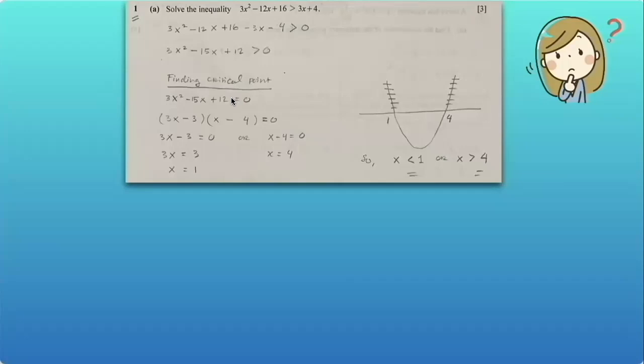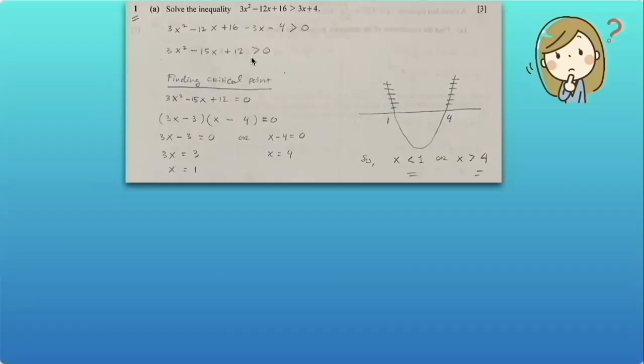Next, we can find critical point. Let's change the inequality notation into equal notation. And we can factorize this quadratic expression, and we have these two x values. Okay. And then we make the sketch. The parabola is, of course, concave up or opens upward because the coefficient of x squared is positive.